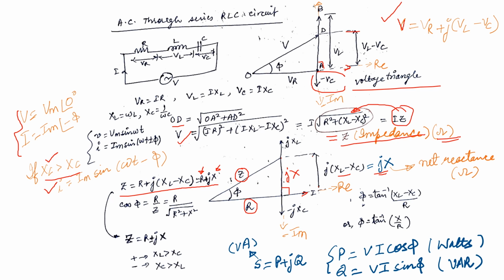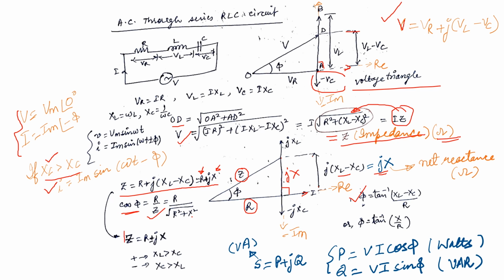If we look at the angle phi, phi will be obtained as tan inverse of (XL minus XC) by R, that is tan inverse X by R. Power factor for this circuit will be obtained as R by Z, where Z is the square root of R square plus X square, where X is XL minus XC.